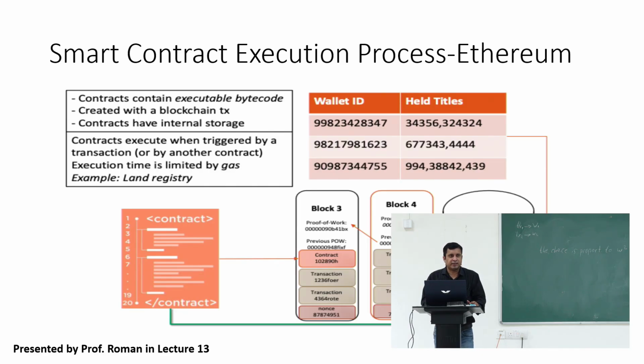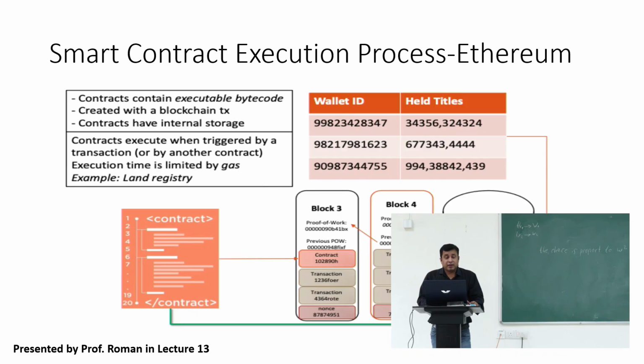As we have already seen, when one party would like to send some currency to another party, the currency transfer takes place based on their wallet ID, because it is like a public address. So each contract has its own public address through which that contract is called.